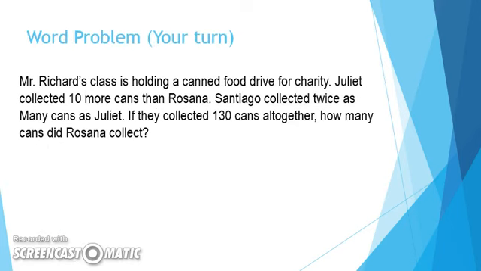The word problem is for your turn. Mr. Richards' class is holding a canned food drive for charity. Juliet collected 10 more cans than Rosanna. Santiago collected twice as many cans as Juliet. If they collected 130 cans altogether, how many cans did Rosanna collect?